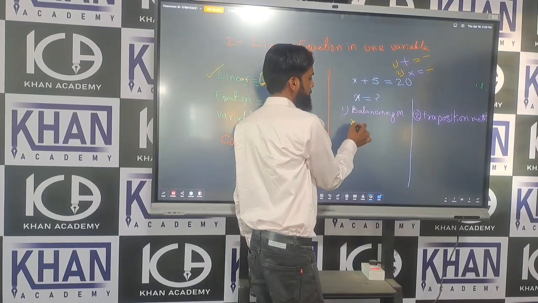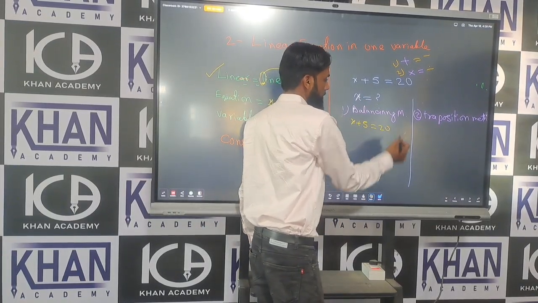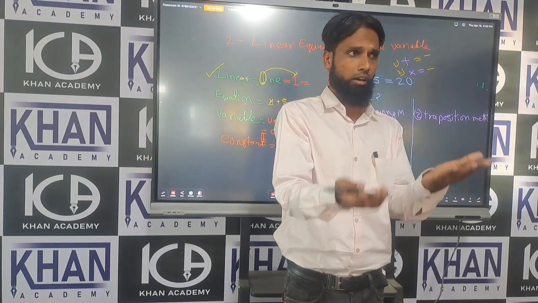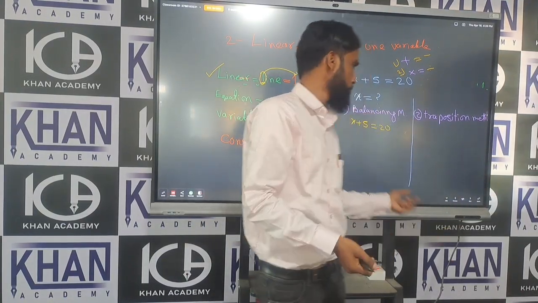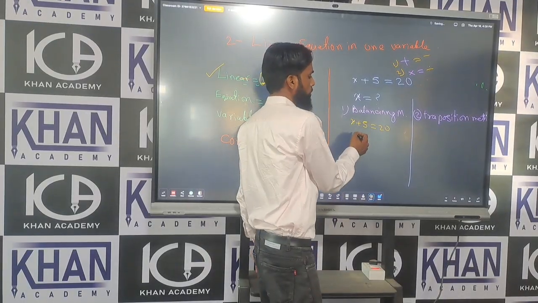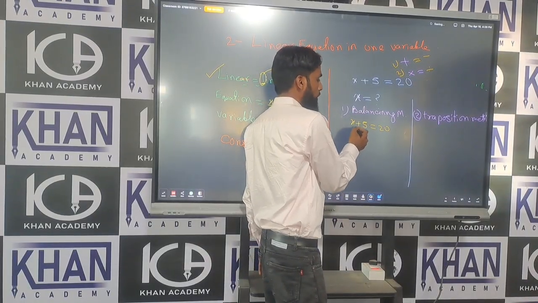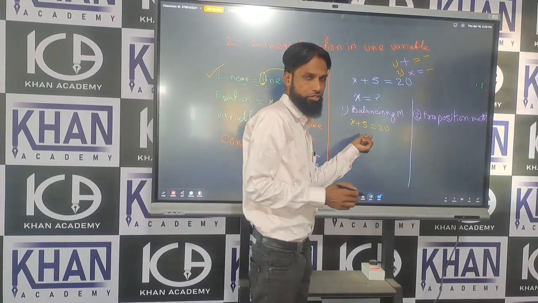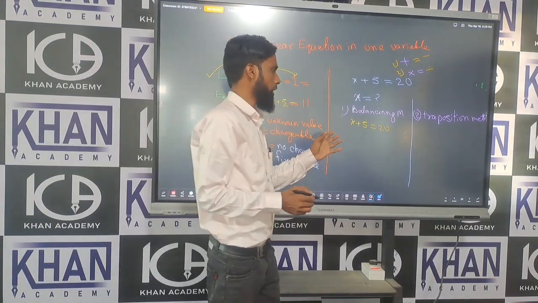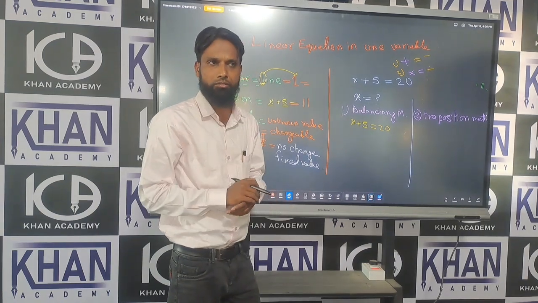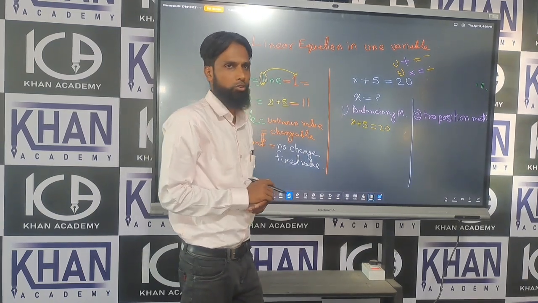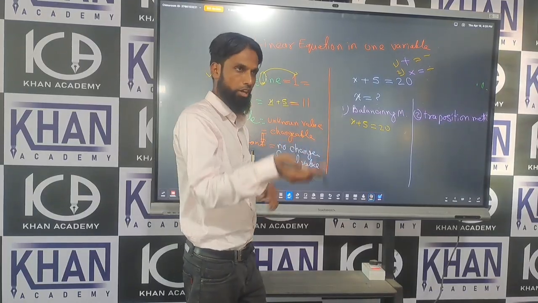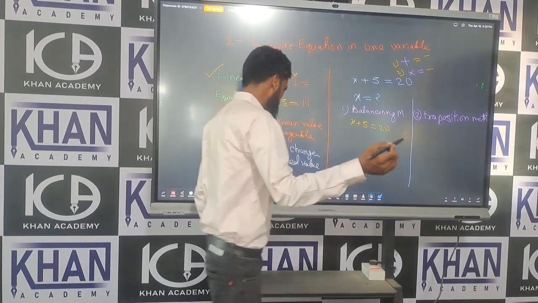First is x plus 5 is equal to 20, using the balancing method, like a scale. If you want to find the value of x, the 5 with the x has to be deleted. How do we delete it? We have to add minus 5. This is not the transposition method, this is the balancing method.